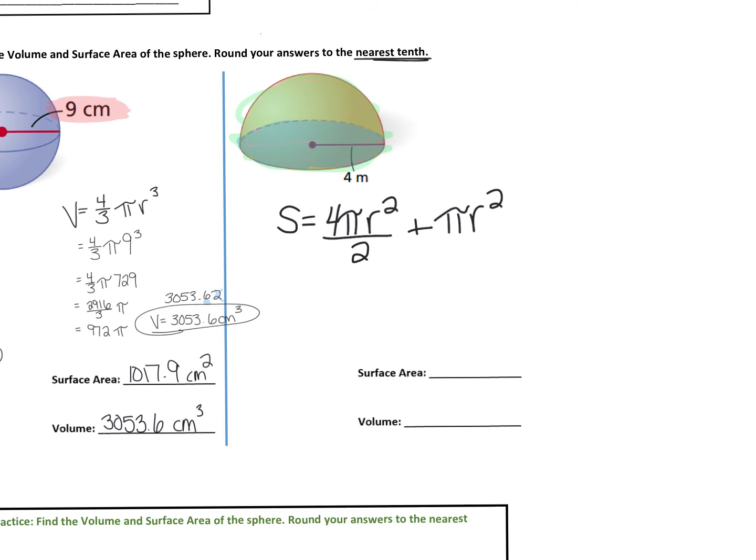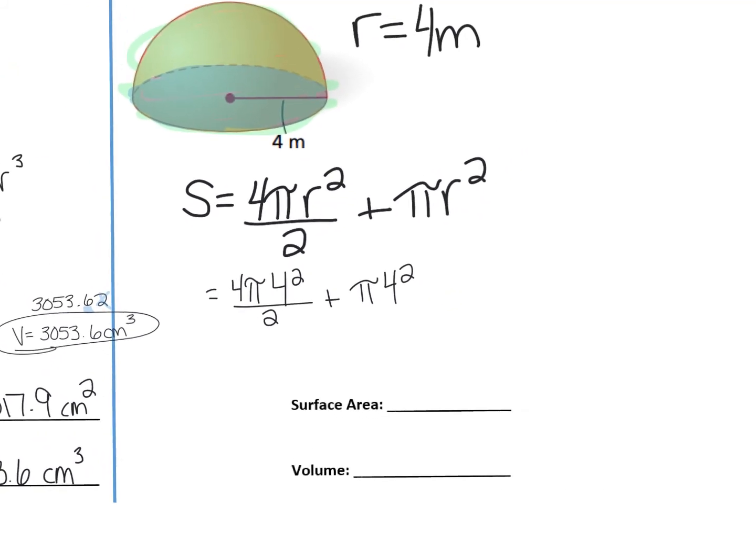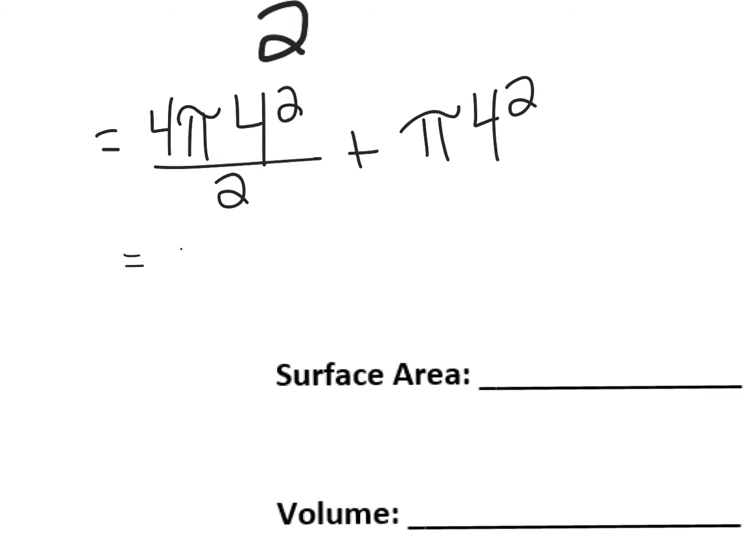Again, looking at this, the only variable is going to be our r. So if we know our r is 4 meters, we can go ahead and solve this. Let's go ahead and substitute this for r. So I have 4 pi times 4 squared divided by 2 plus pi times 4 squared. Well, I know 4 squared is 16, so I'm going to go ahead and write 16 in for both of those, both of the 4 squared.